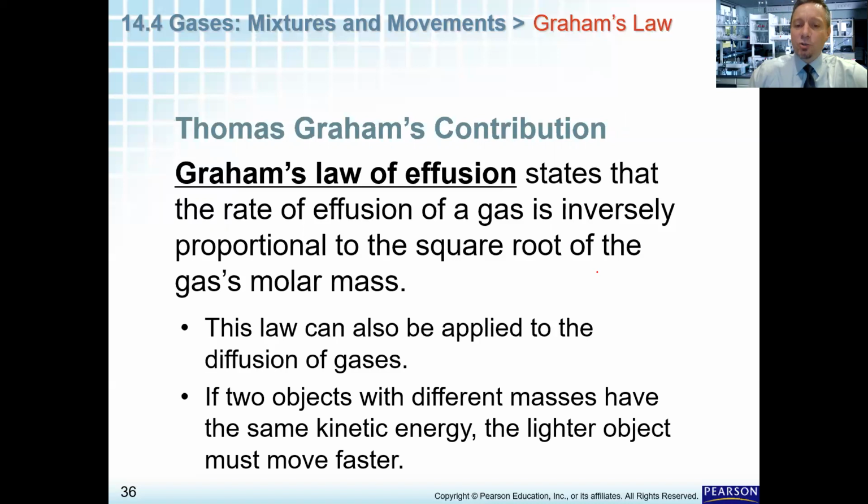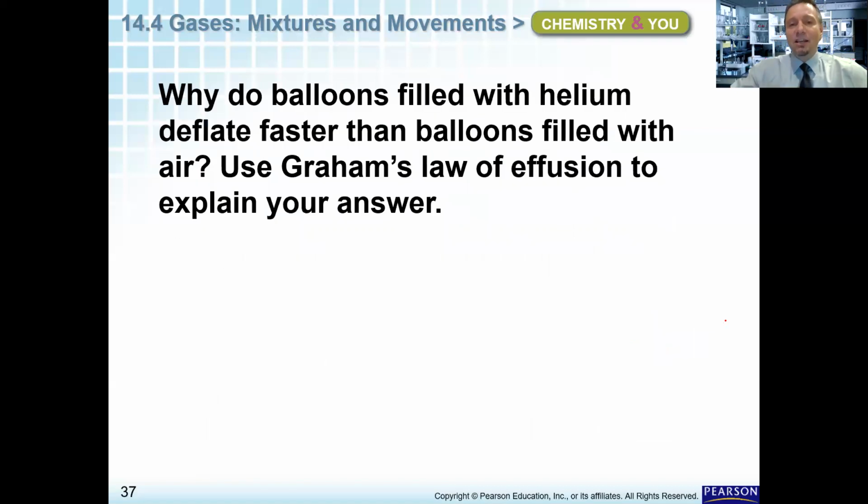If two objects with different masses have the same kinetic energy, the lighter object must be moving faster, and that's what I said. So if you look at what I had just talked about, kinetic energy equals 1/2 mass velocity squared. If you have two objects or two different gases with the same kinetic energy and they have molar mass differences, that means the smaller molar mass velocity must be faster in order for it to have the same kinetic energy. So let's think about this.